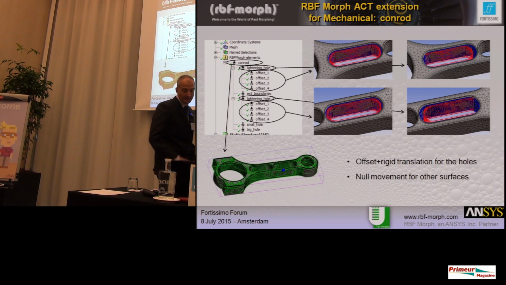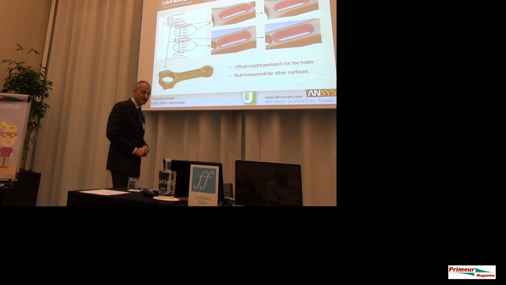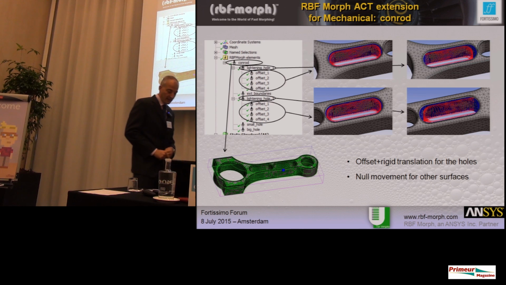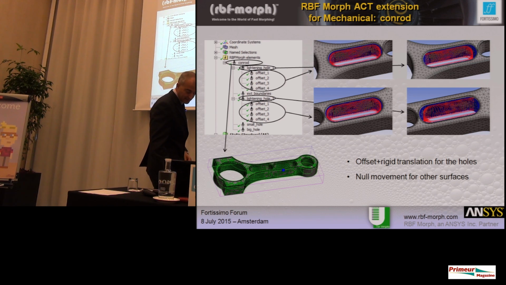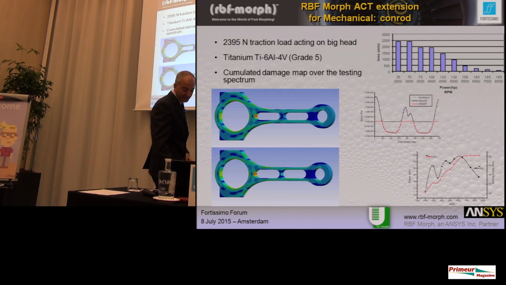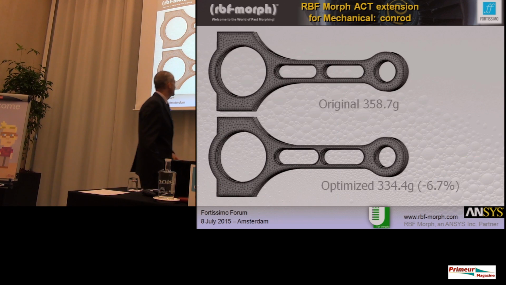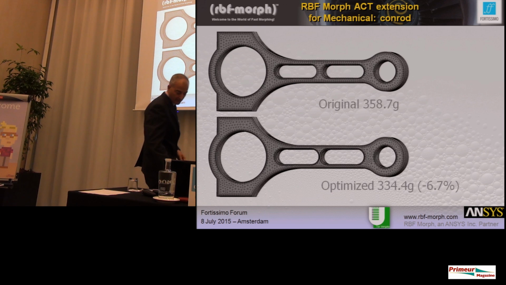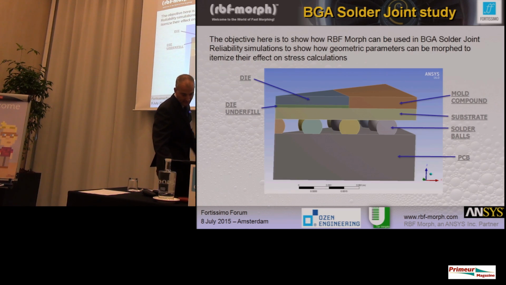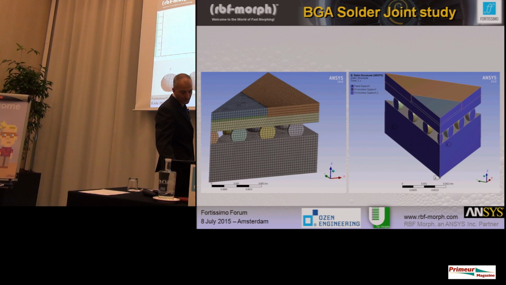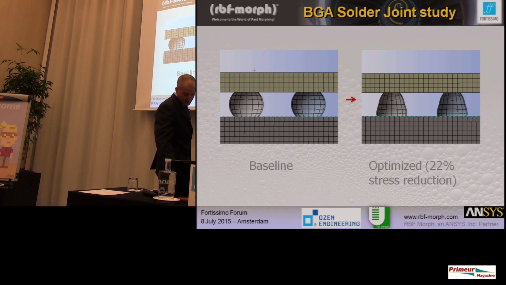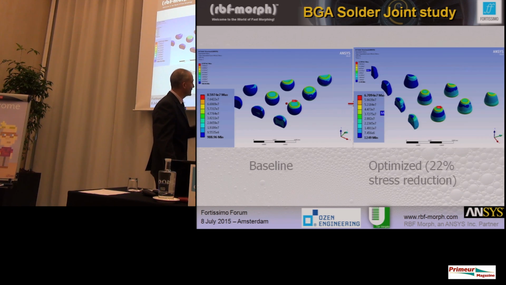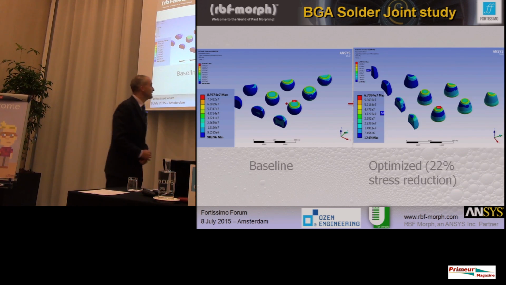Here I have a few examples of the ACT extensions, so about finite element analysis. This is the optimization of a connecting rod. I go quickly. We get a 7% reduction in weight, keeping the same performance. This is a BGA solder joint study, and in this case, by reshaping the bolts, we get a reduction of 20% in stress peak, as shown in this picture.